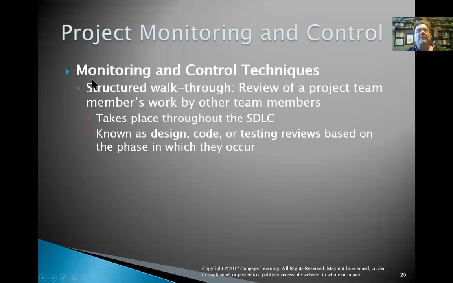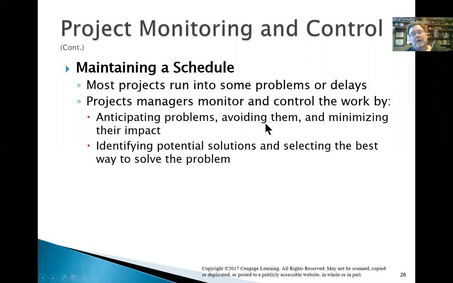All right, the project manager is trying to basically monitor and control the project. And so a lot of times they're talking about a structured walkthrough or review of everybody's work. We don't just do this at the beginning. We keep doing this throughout the entire system development lifecycle. And then we're trying to maintain a schedule because, and this is quite true, most projects run into some problems or delays. So what we have to do as project managers is monitor and control the work by trying to anticipate the problems, ideally avoiding them or at least minimizing their impact. And remember what I said before: you can't just identify a problem and say there's a problem. You need to have an idea as to how to mitigate that problem.